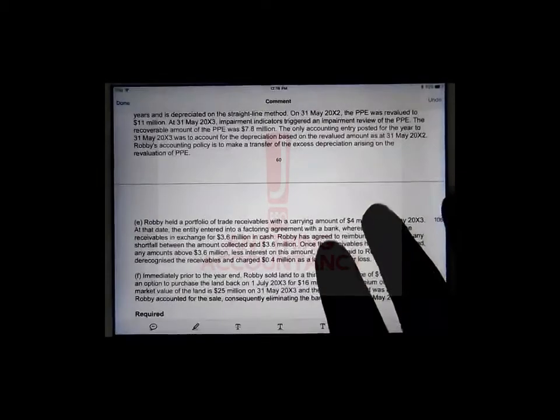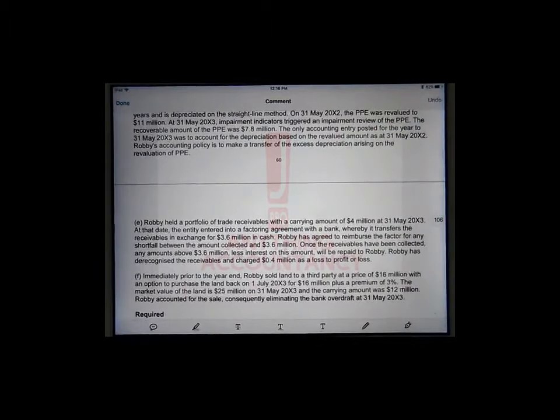The next part, okay. Robby held a portfolio of trade receivables with a carrying amount of 4 million on 31st May. At that date, it entered into a factoring agreement with the bank whereby it transfers the receivables in exchange for 3.6 million cash. Robby agreed to reimburse the factor for any shortfall of the amount collected below 3.6 million. Once receivables had been collected, any amount above 3.6, less interest on this amount, will be repaid to Robby. Robby has derecognized the receivables and charged 0.4 million as a loss to P&L.